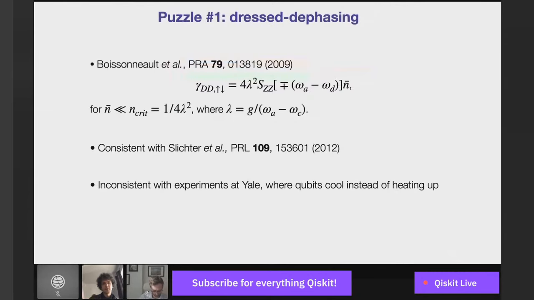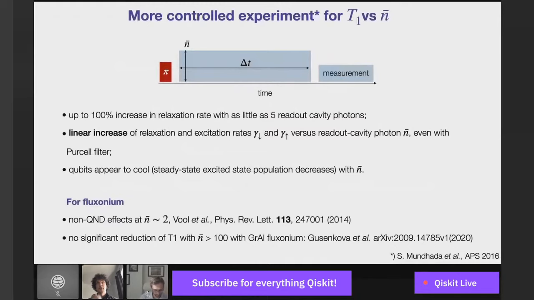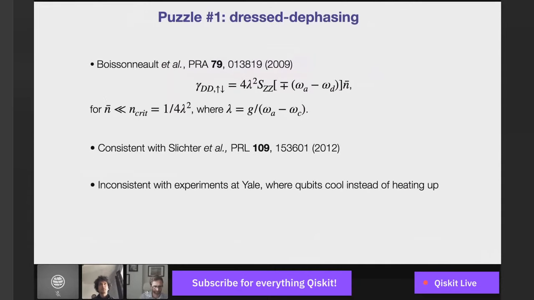So there are lots of puzzles already at the experimental level. And let's see what kind of theories were put forth in order to explain these effects. So one theory, which was tried on Shantanu's experiments, was dressed dephasing. So basically, this comes back to the same paper that accounts for dispersive effects on the master equation.